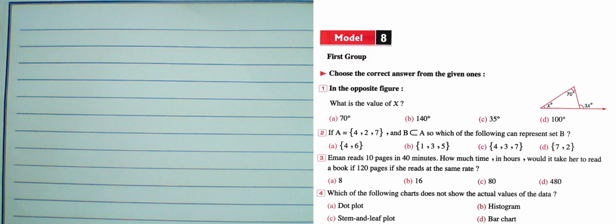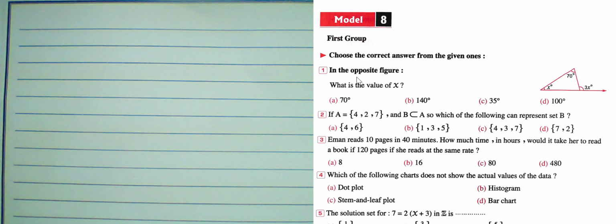Grade 1. Today we'll solve model number 8 from the Al-Moasser book. Final revision. First step. Look with me at question number 1. Choose the correct answer. In the opposite figure, what is the value of x?